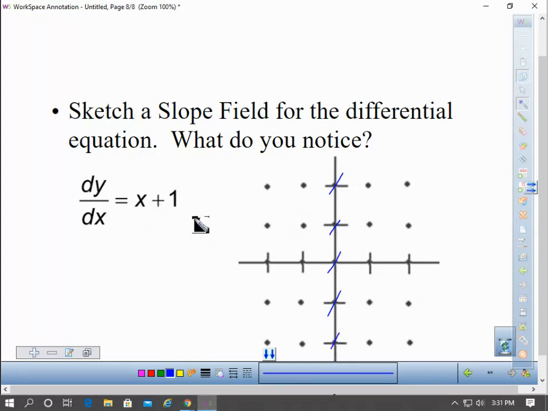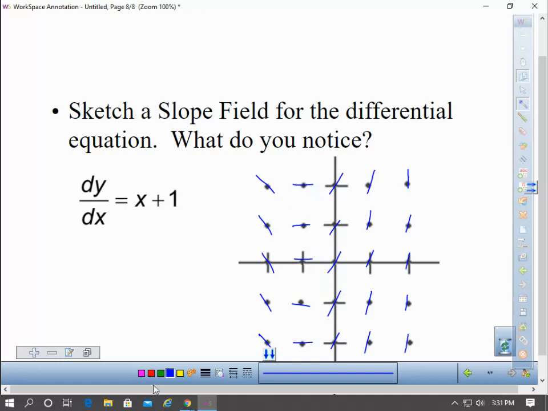When x is 1, that's going to make a slope of 2, so we just make them steeper. When x is 2, we make them even steeper than the last time. And then when x is -1, we're going to get a slope of 0, so these would be horizontal. And when x is -2, we're going to get a slope of -1. All right, so that's a slope field. And remember, if we're in x's, all your columns will be the same. So I hope you remember that.